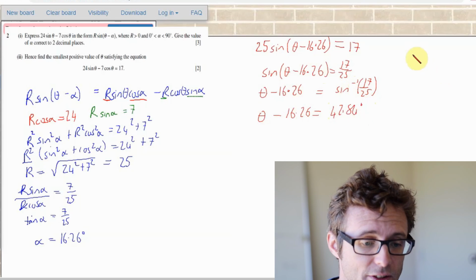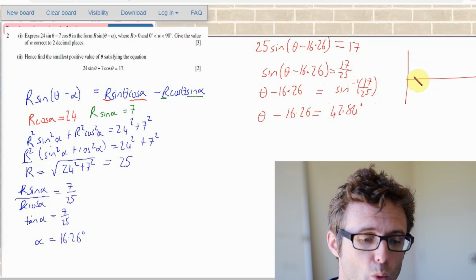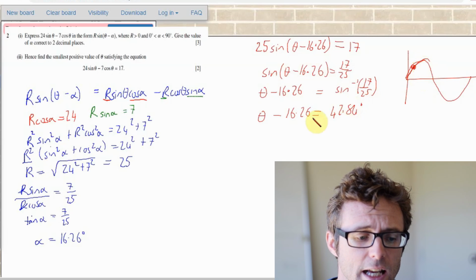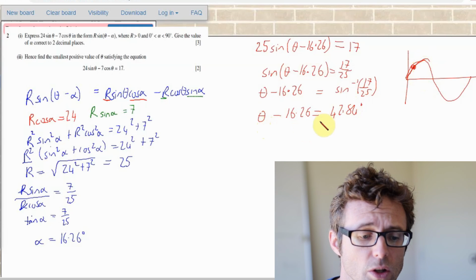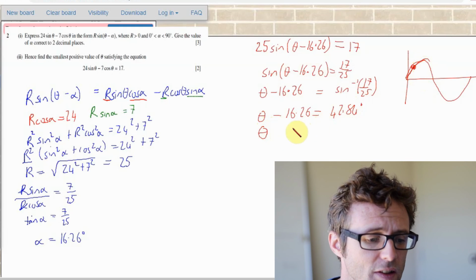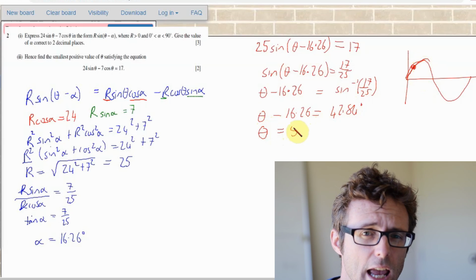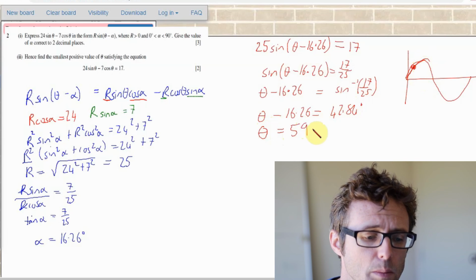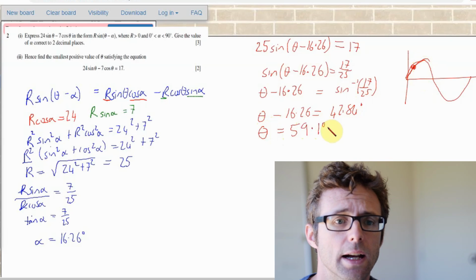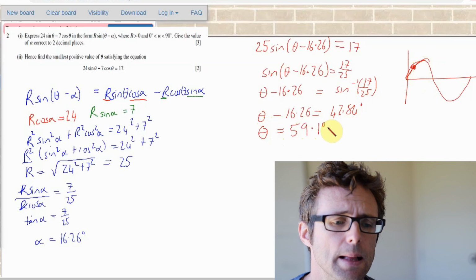Now, the question asks us to find the smallest positive value for theta between 0 and 90. So on our graph here, we're going to have something around here, and this is clearly going to be the smallest value for theta minus 16.26. So to get theta by itself, I add 16.26 to this, and to one decimal place, I'm going to have theta is 59.1 degrees.